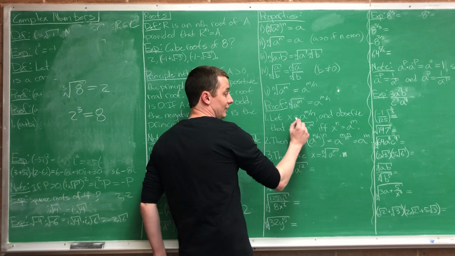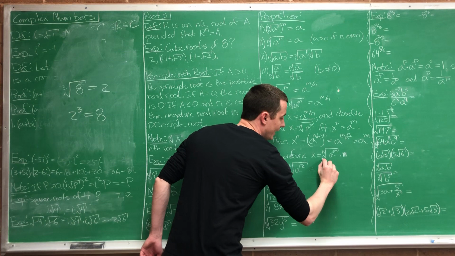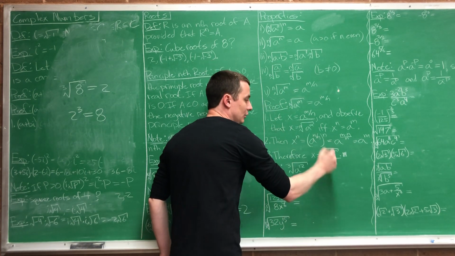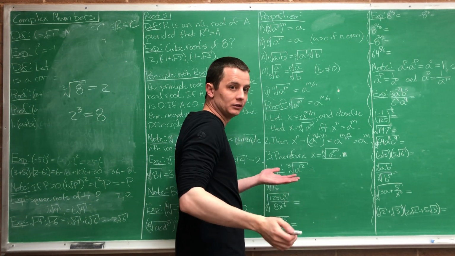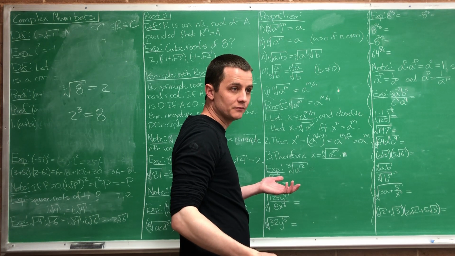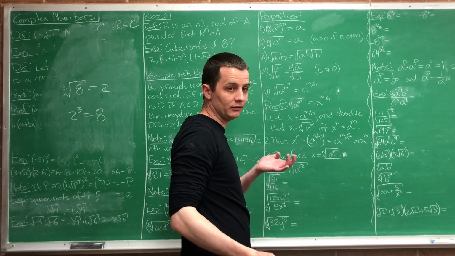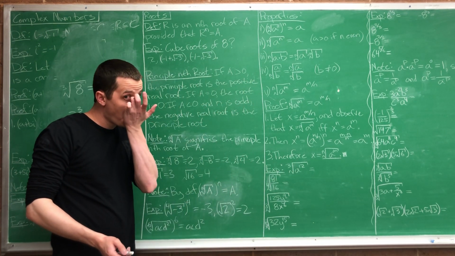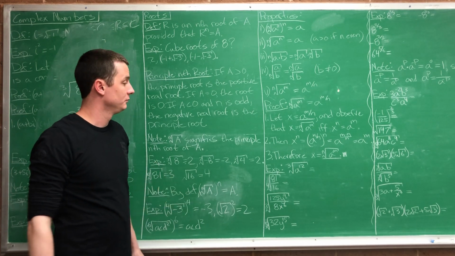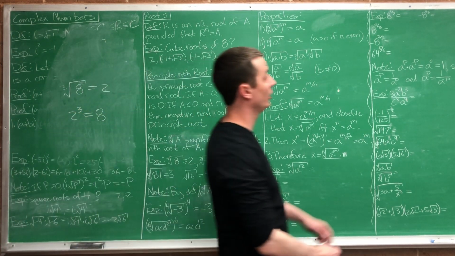So I said let x equal this. I showed that x is also equal to this. Therefore, that's equal to that, because both of them are x. Follow that? Yep. Cool. And that's probably the hardest thing we have to talk about today.